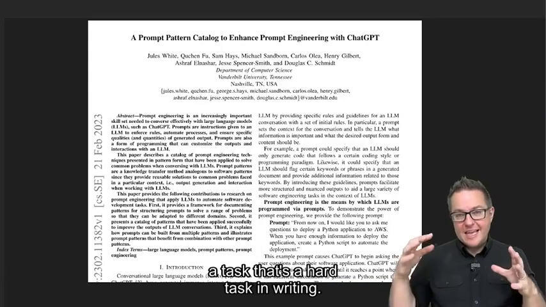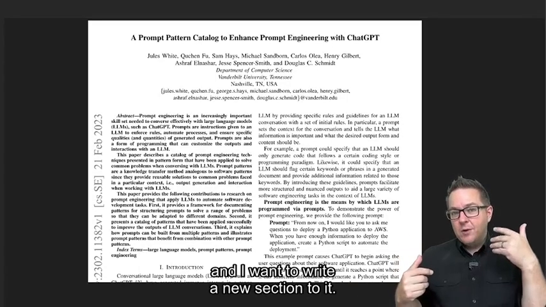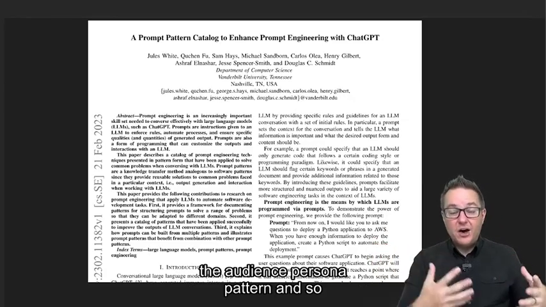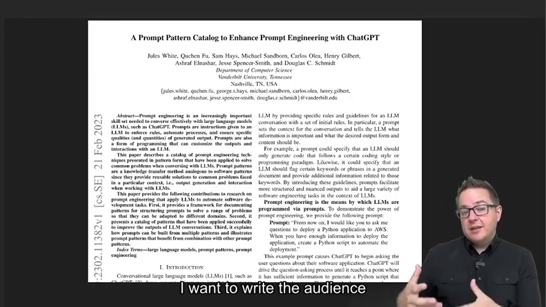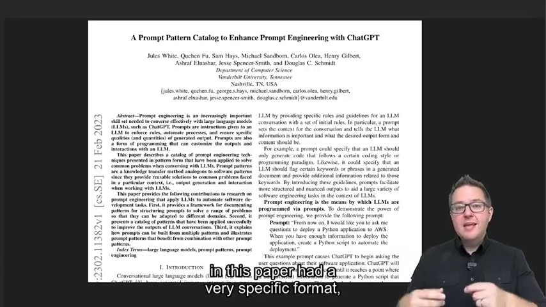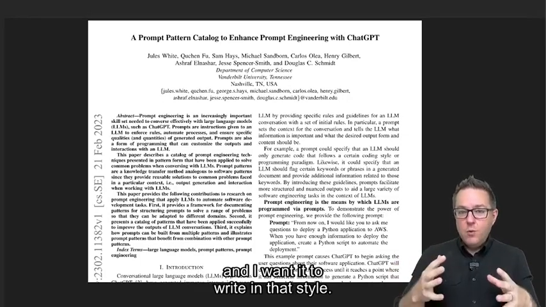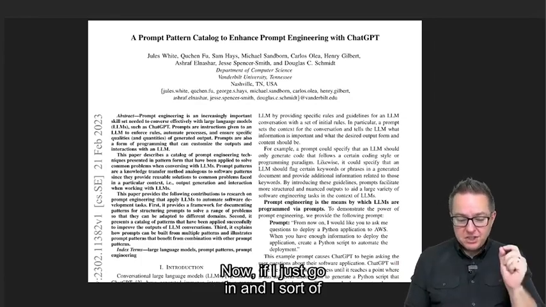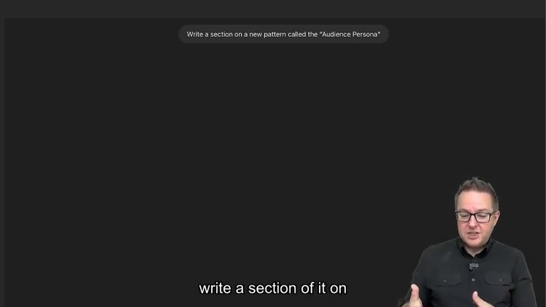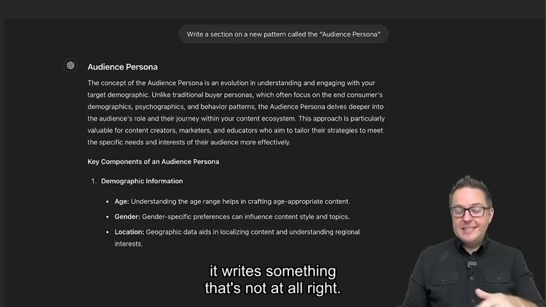So I'm going to start off with a task that's a hard task in writing, right? I have this paper that I wrote, and I want to write a new section for it. Let's imagine that I've come up with a new pattern. The original paper did not have the audience persona pattern, and so I want to write the audience persona pattern section of this paper. Now, every pattern that was in this paper had a very specific format and tone, a particular way that the patterns were discussed, and I want it to write in that style. If I just naively prompt ChatGPT, for example, and say, write a section on a new pattern called the audience persona, it writes something that's not at all right.